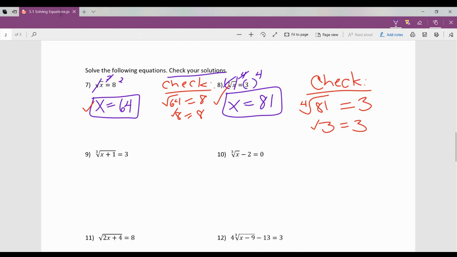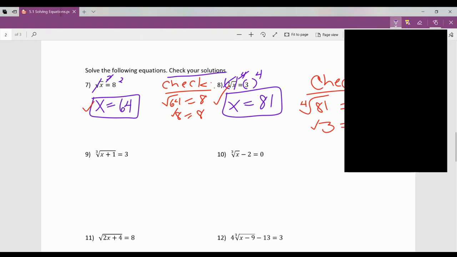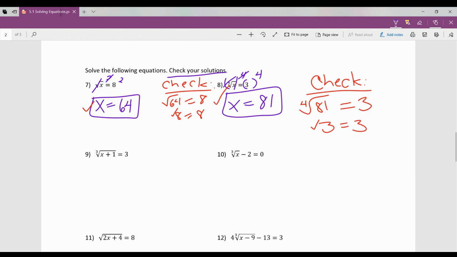We've got the cube root of x plus 1. I'm going to just change the color. So we've got the cube root of x plus 1. To undo the root, we're going to do the exponent of 3. So we're raising it to the third. The cube root and the cubed cancel out. So we get x plus 1 is equal to, now be careful, this is 3 raised to the third. So it's an exponent of 3. So that's 3 times 3 times 3.